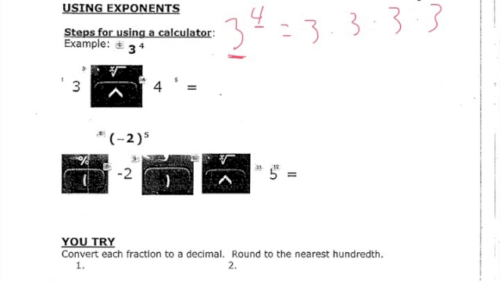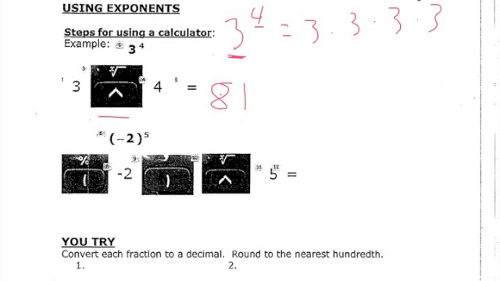If you wanted to use it on a calculator, you would type in 3 and then that funny looking caret sign, then 4. Push enter, and that should give you 81. Okay, so 3 times 3 times 3 times 3 is 81, so is 3 to the 4th.